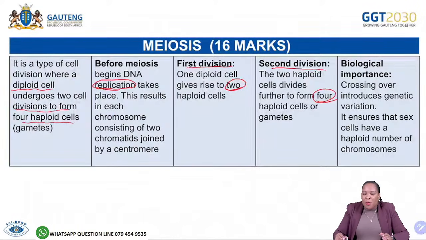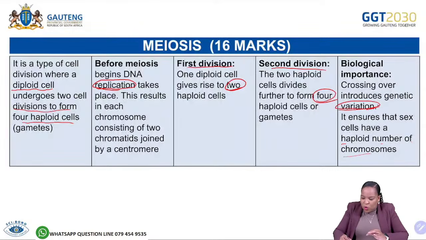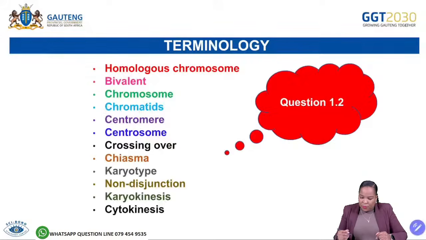And then what is the importance? The importance, crossing over introduces genetic variation. This reason you must know for life because it interlinks, it goes with other topics that you are going to study later. Then it also ensures that sex cells or gametes have haploid number of chromosomes because we want to keep it at a haploid number so that when fertilization takes place, there is diploid.